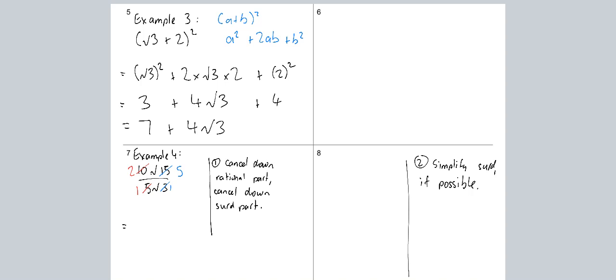So that leaves us with 2 root 5 on the top, and 1 times 1 is 1 on the bottom. We okay with that? Simplify the third if possible. But root 5 is as simple as I can get, right? There is no square number that goes into 5. And so the answer is just 2 root 5.